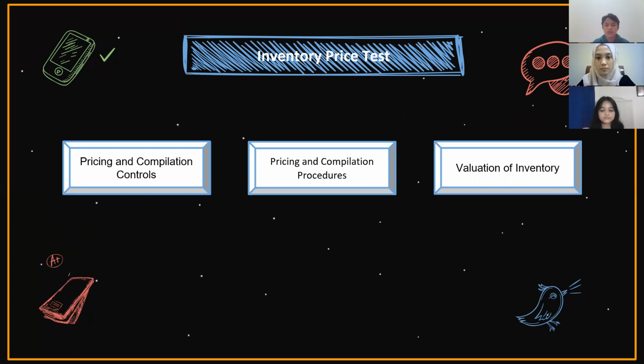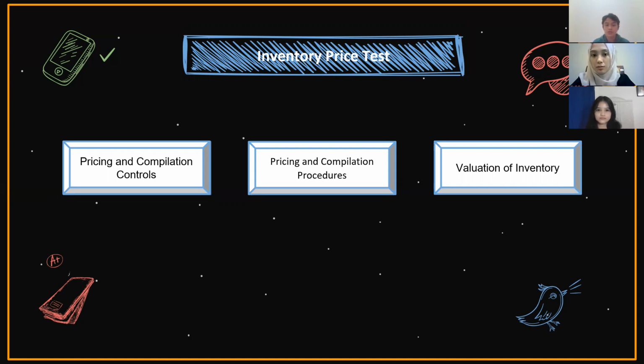Inventory price tests include, first one, pricing and compilation controls. Adequate internal controls surrounding the tracking of unit costs that are integrated with production and other accounting records provide assurance that clients use a reasonable cost for valuing ending inventory. Standard cost records that indicate variances in material, labor, and overhead costs are helpful to evaluate the reasonableness of production records if management has procedures in place to keep the standards updated. For changes in production process and cost, management should also have the pricing and compilation control.